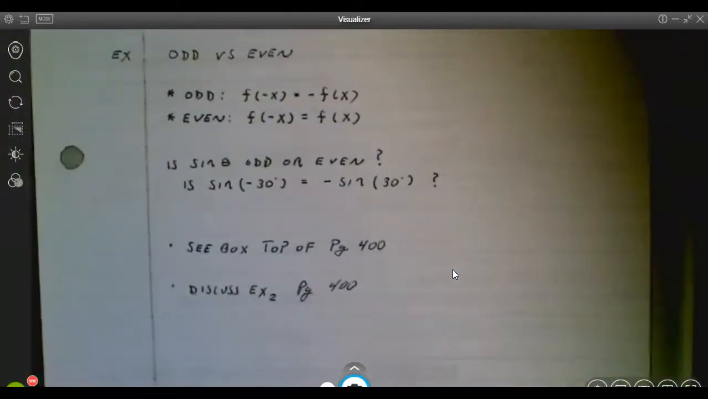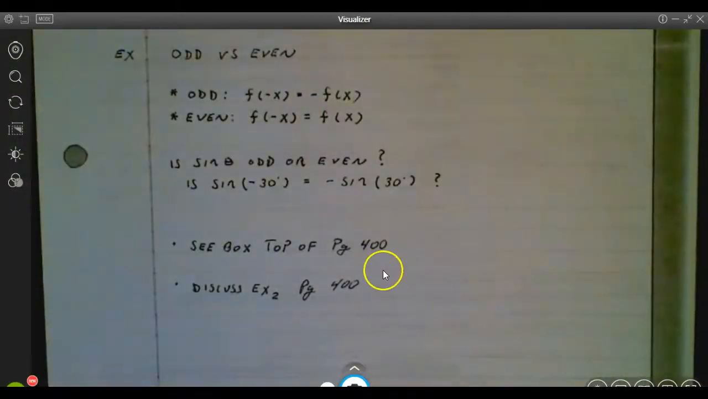Odd versus even functions. We're going to flip the page on in a second. We'll take a look at page 400. But an odd function, we dealt with this earlier in the year, so this is really just a reminder of the rules. An odd function is where I can replace x with negative x, and it changes the sign of every term in the function. Even functions are where you replace x with negative x, and there's no sign change at all. All right, those are our odd and even functions.